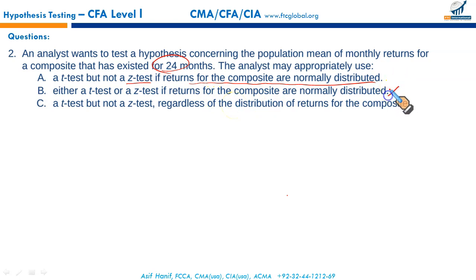Either a t-test or a z-test if the returns for the composite are normally distributed. Now, this is not true. If the population variance is not known, we can't use a z-test. So this is wrong. A t-test but not a z-test, regardless of distribution, is wrong. This is again wrong: if the distribution is normally distributed and n is greater than 30, we can use the normal distribution. But if the population has a non-normal distribution, then no test statistic is possible, not t and not even z. So that makes A the correct option.